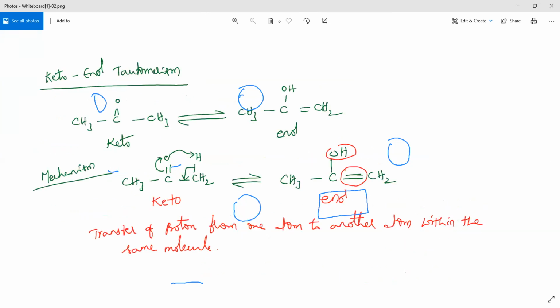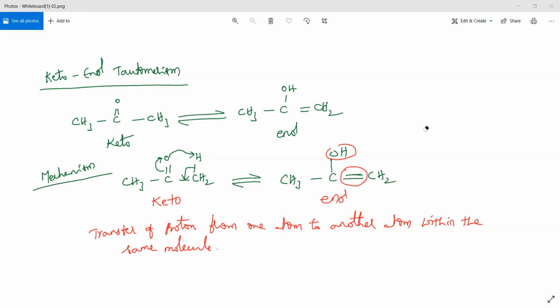Keto-enol tautomerism. This we already discussed regarding isomerism, the transfer of proton from one atom to another atom. I'm not going to discuss that again. That is keto-enol tautomerism, already discussed.